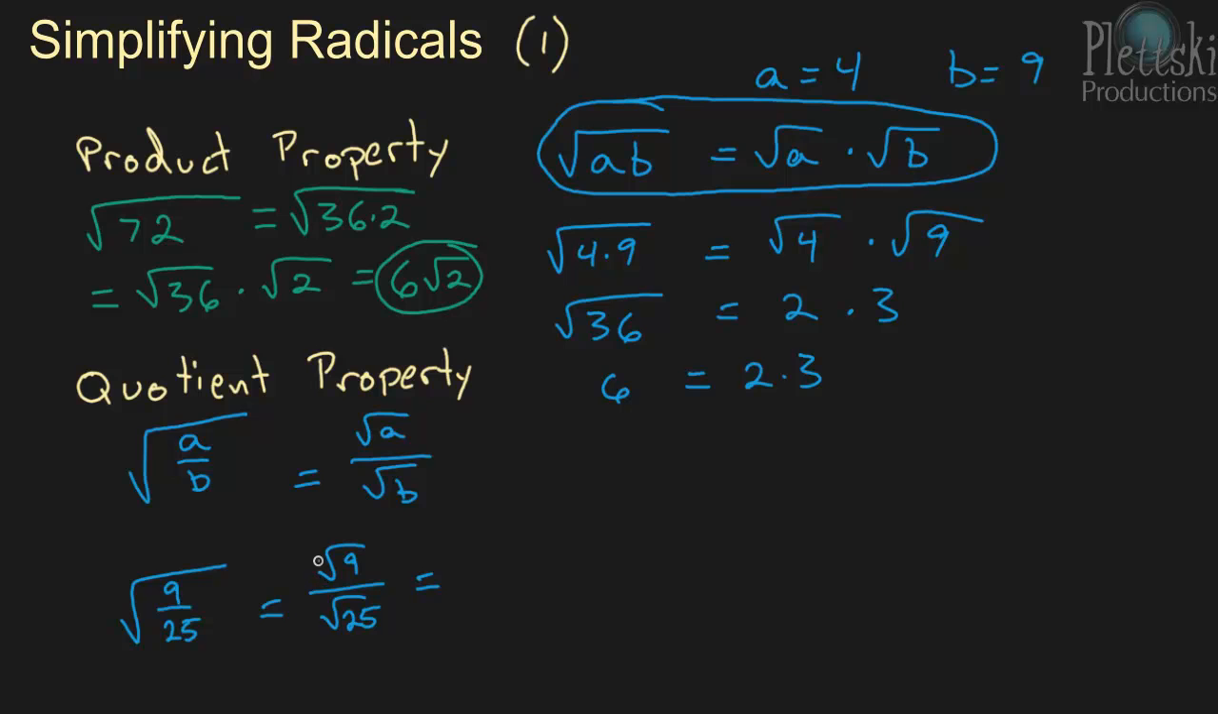And you can rewrite that as, well, the square root of 9 is 3, since 3 times 3 is 9. And then the square root of 25 is 5, since 5 times 5 is 25. So the square root of 9 over 25 equals 3/5.